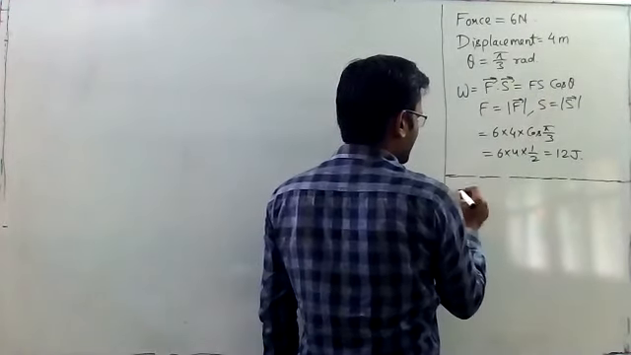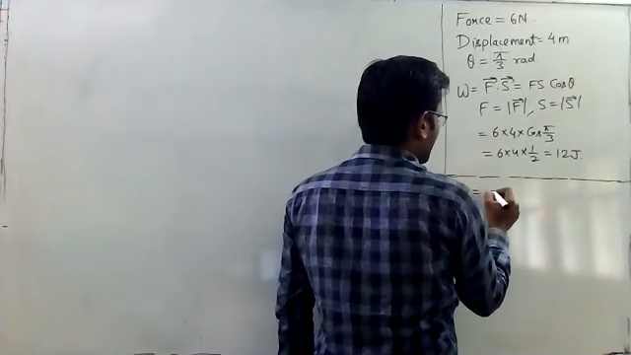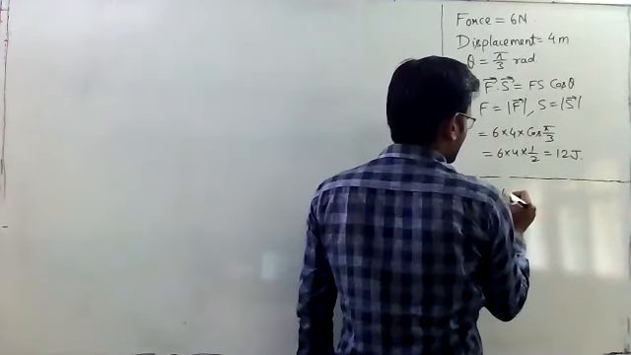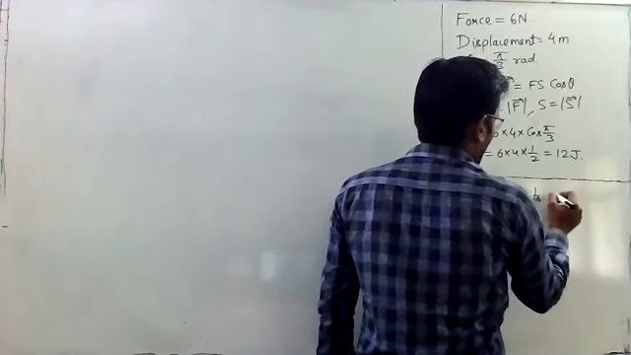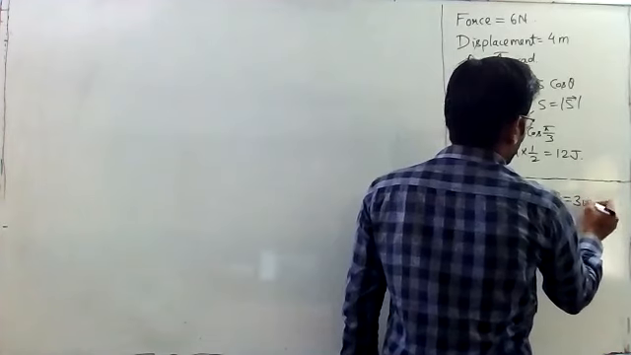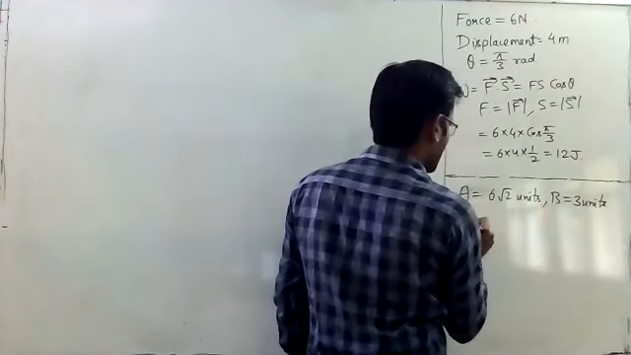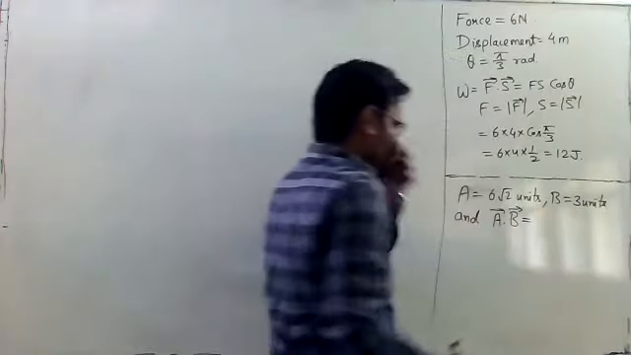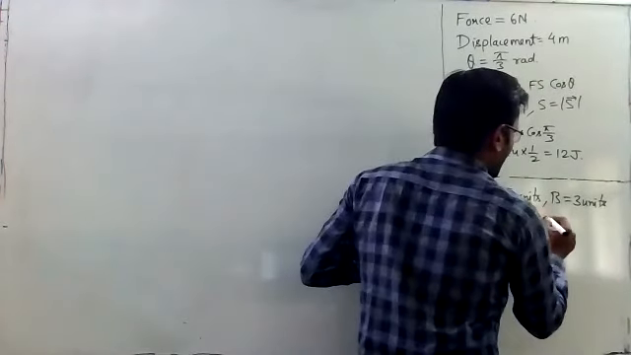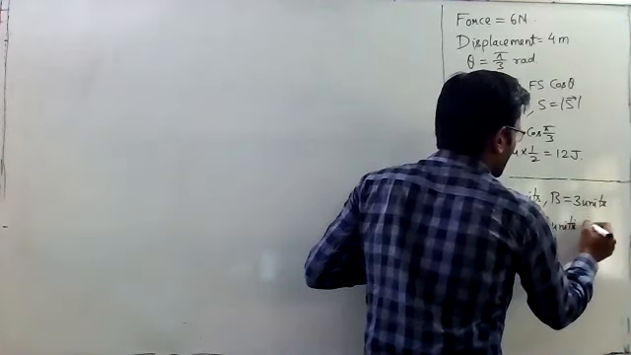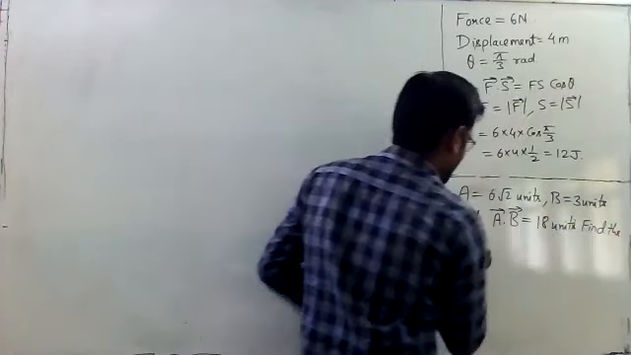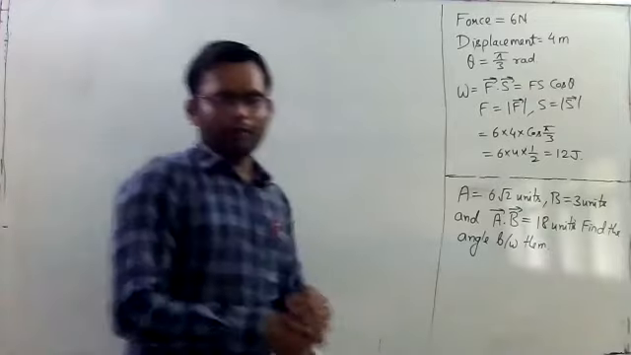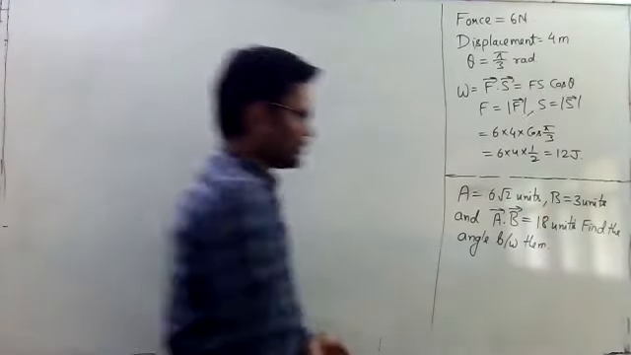One more example I am giving you. If A is equal to 6 root 2 units, and B is equal to 3 units, and A dot B is equal to 18 units, find the angle between them. In this case, what will be the angle between them? A dot B is 18 units.